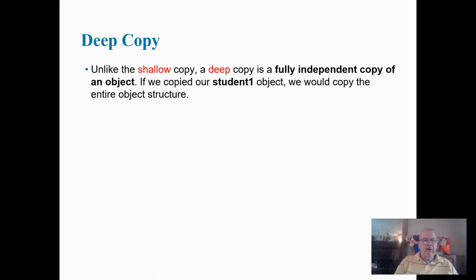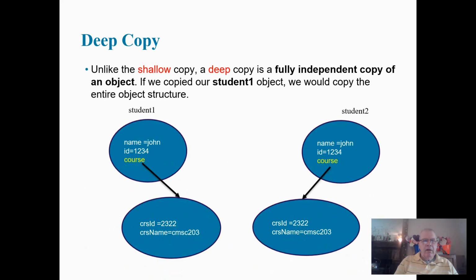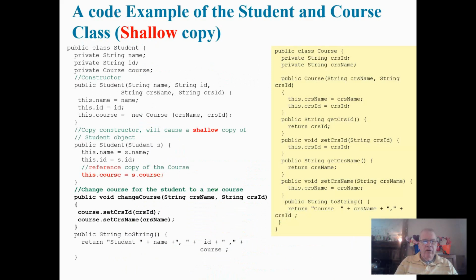A deep copy, on the other hand, is completely separate from a shallow copy. The objects are completely separate. And here's a diagram of it. If we copied our student 1 object, we'd copy the entire object structure. And if we changed the course in student 1, we'd not affect student 2.